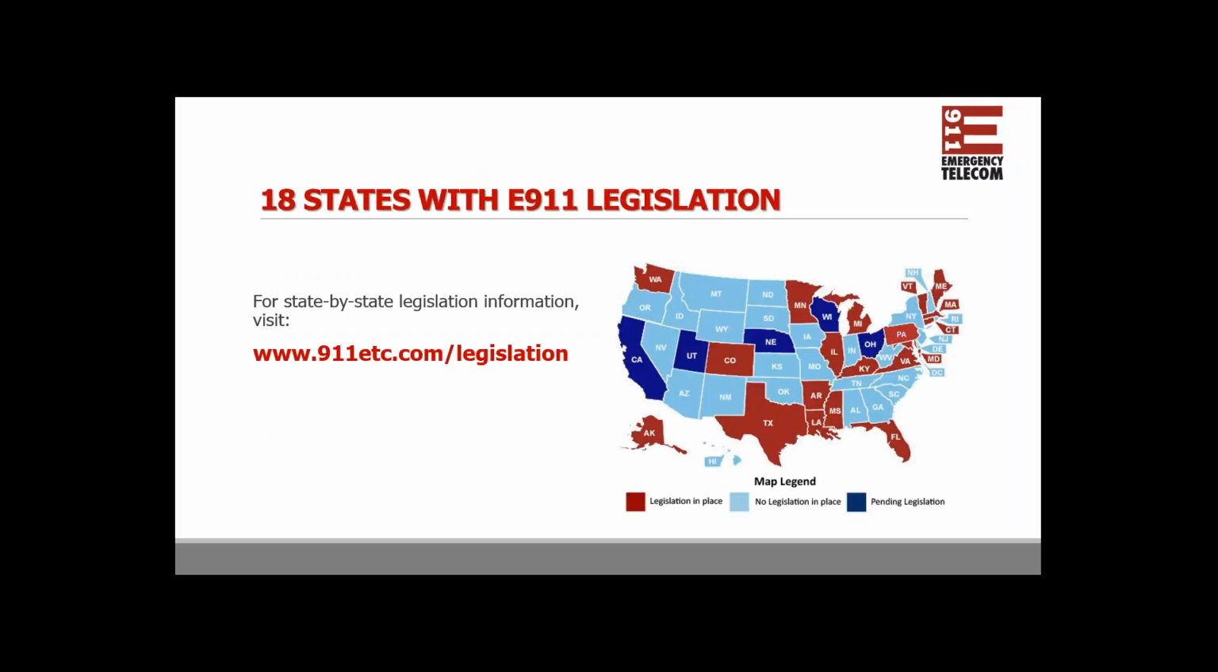I did touch on legislation briefly, but there are currently 18 states with E911 legislation. California and Ohio are coming. But if you look on this map, everything in red has some sort of legislation in place. The ones in light blue, there's really nothing going on. And the ones in dark blue, there's pending legislation. You can go to our website at www.911etc.com/legislation. You can click on the states and pull up the actual legislation or just a little synopsis of what it is.